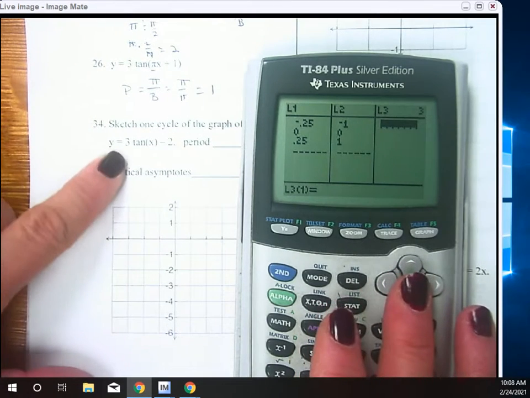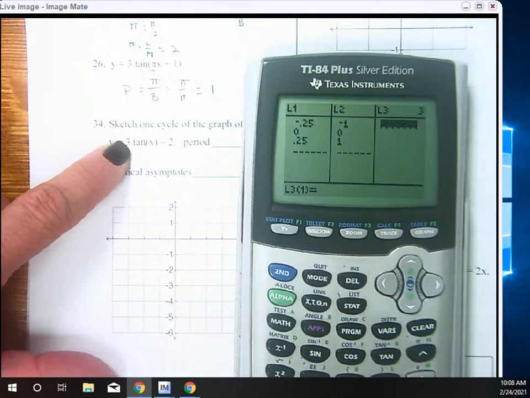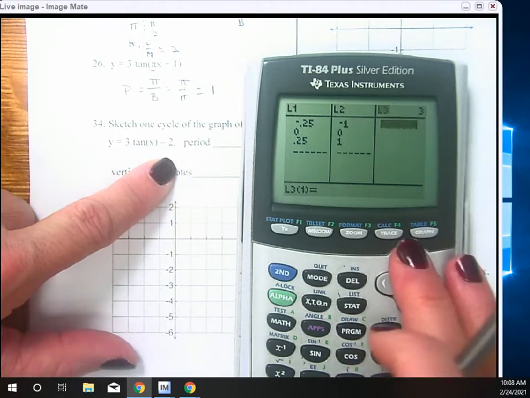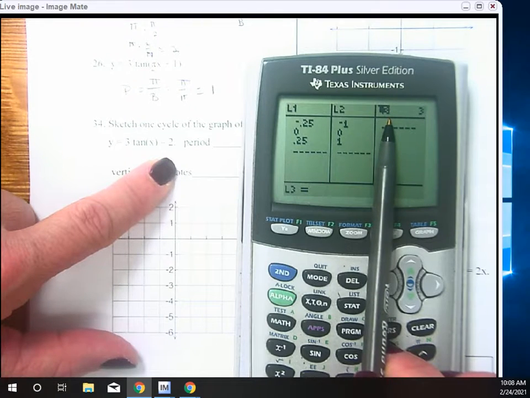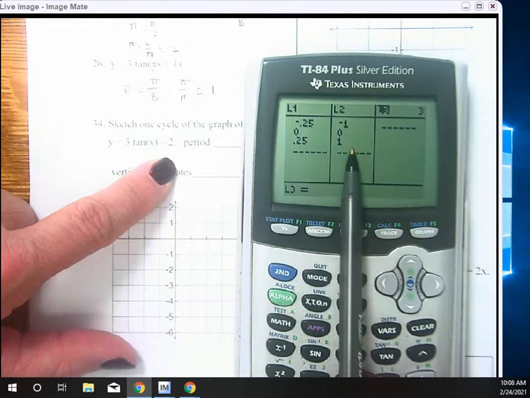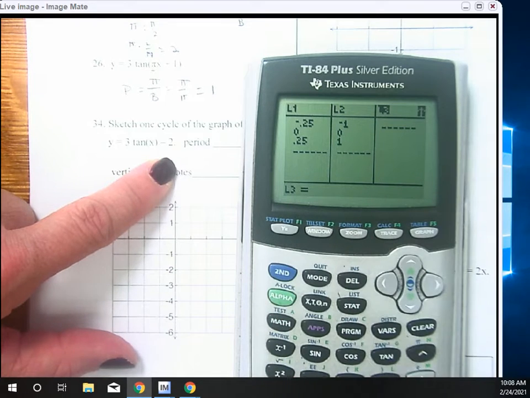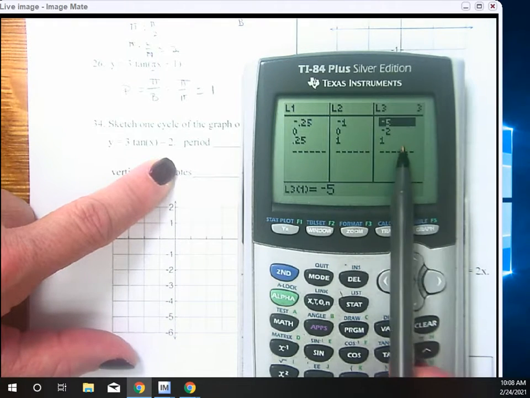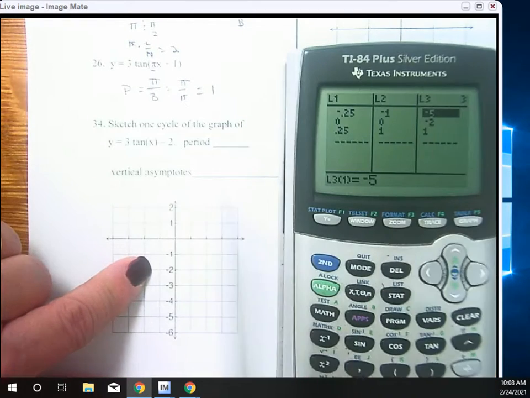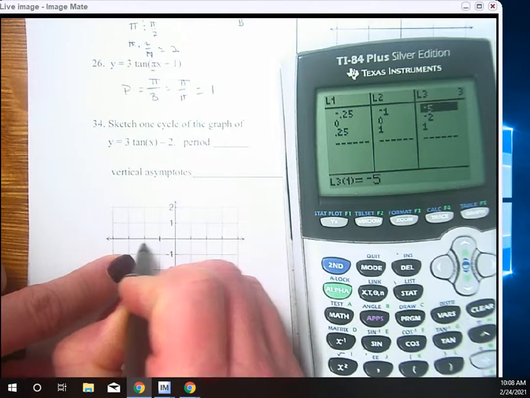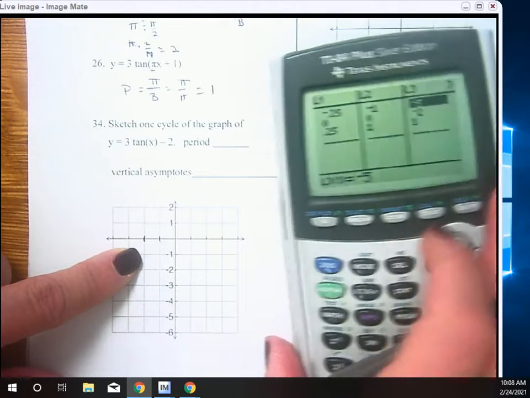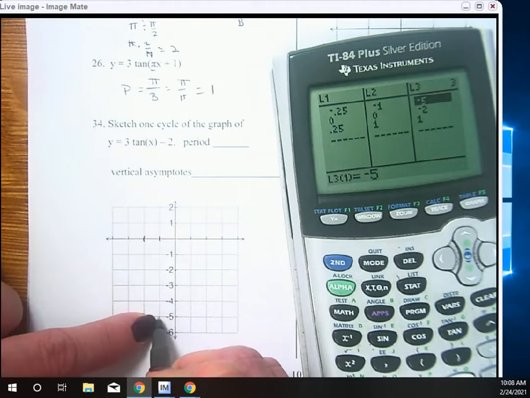In this particular problem, the 3 is a vertical stretch that affects the y value. The negative 2 is a vertical shift down, and that affects the y value. So I'm going to go into my L3, and I'm going to take my y values, which were in list 2, blue button, the number 2 picks up the list 2. I'm going to multiply that by 3, and I'm going to subtract 2. And these are now my new values. The negative pi over 4 is going to be at a negative 5. I'm going to come all the way down here and put my negative 5.